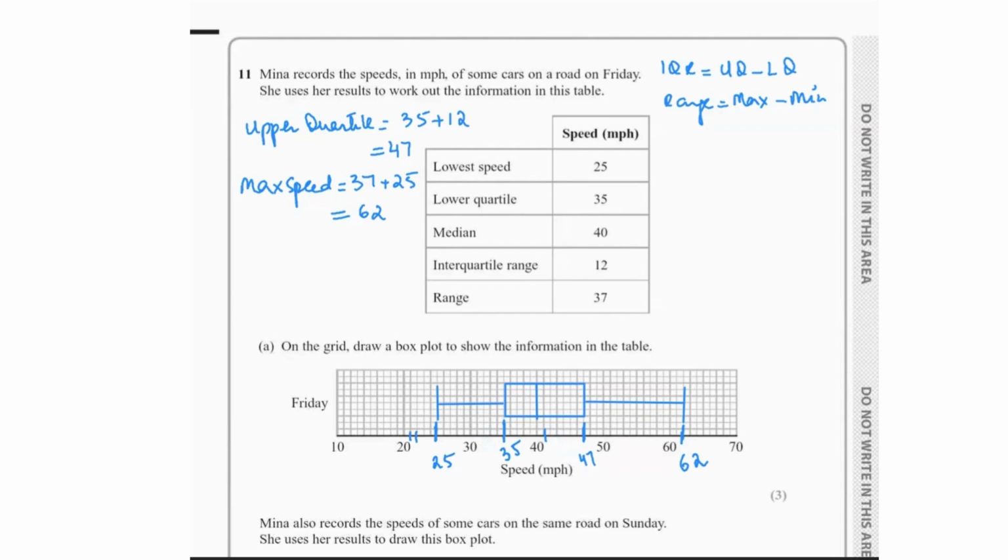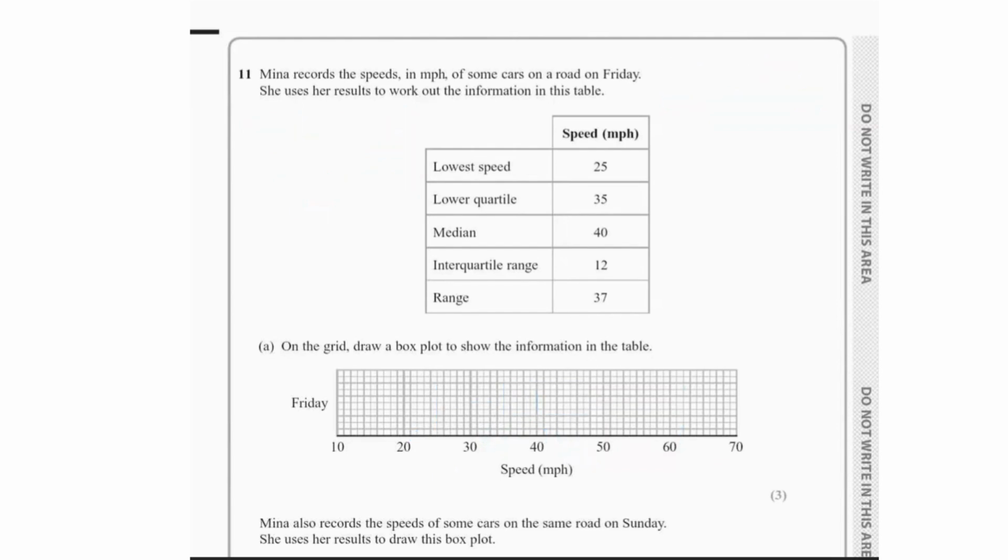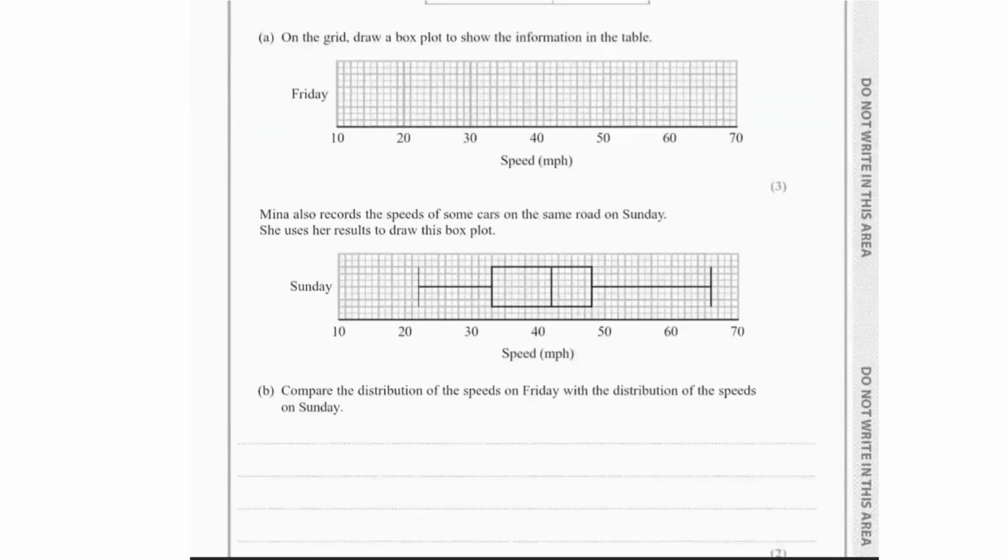Then Minna also records the speed of some cars on the same road on Sunday. She uses the results to draw this box plot. Compare the distribution of the speeds on Friday with the distribution of the speeds on Sunday.